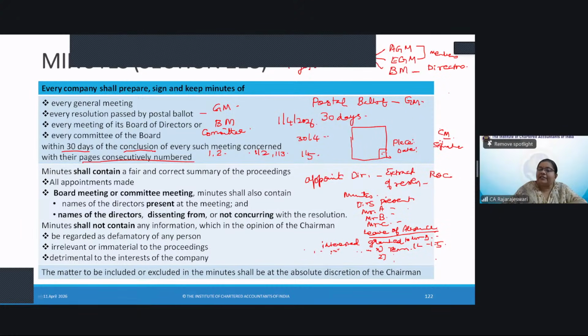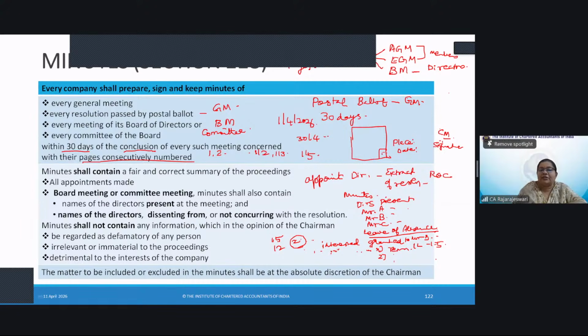And if they pass a resolution and some of the directors are dissenting from the resolution, with the majority they pass the resolution. Say there are 15 directors. Now 12 directors agree, then 2 directors do not agree. So even that should be recorded. The names of the directors who are dissenting from or not concurring with the resolution will also be noted, if there is any.